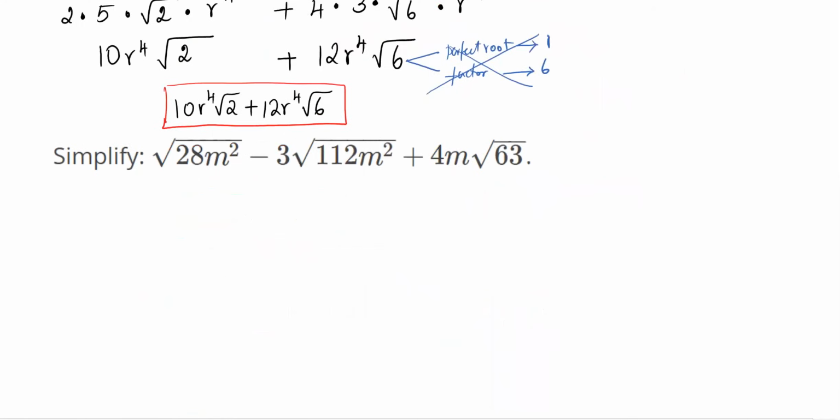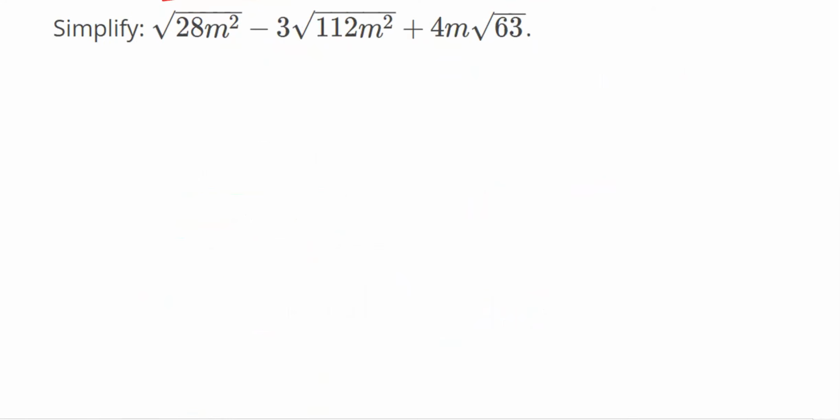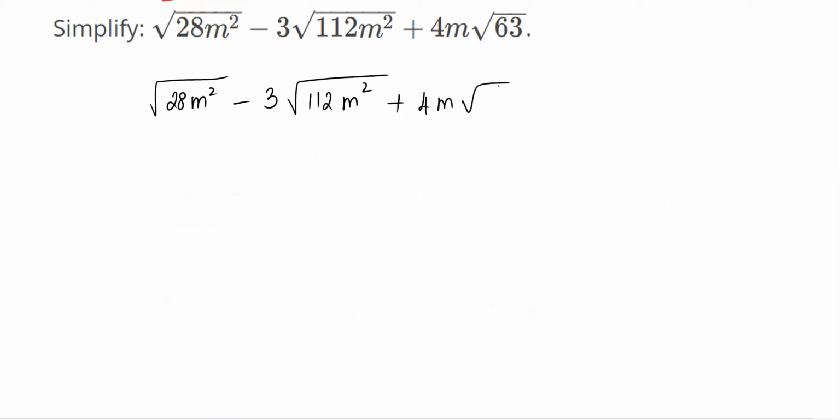Okay. And here's the last problem. Simplify this. So let's see. Square root of 28m squared minus 3 square root of 112m squared plus 4m square root of 63. Okay. Now let's take them step by step.